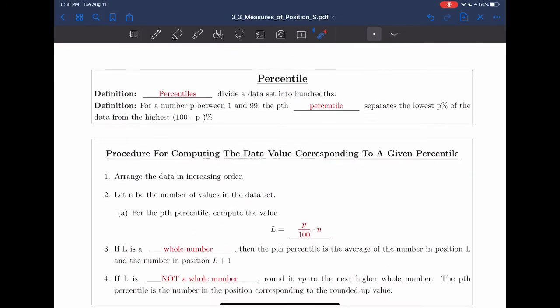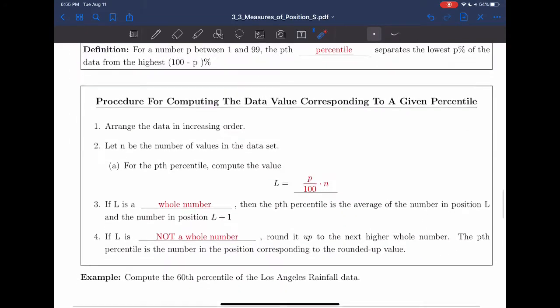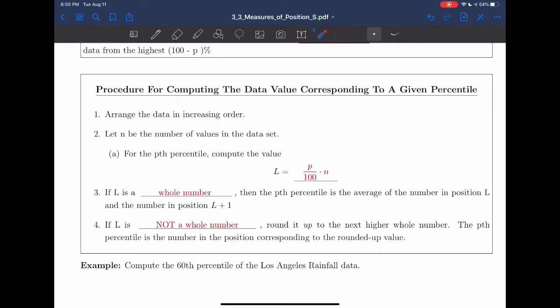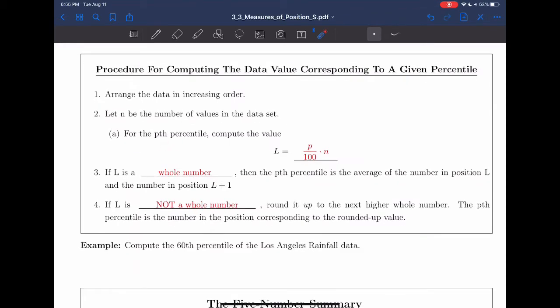So how do you compute percentile? Well, it's very similar to how we compute quartiles for a larger data set. So you have to arrange your data set in increasing order, or from least to greatest. And then we want this n to be the number of observations in your data set, or the number of values in your data set. So for the pth percentile, we want to compute this L again. So this L will be p over 100 times n, where p is the percentile that you want.